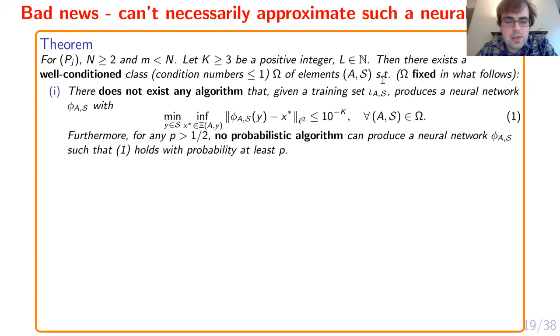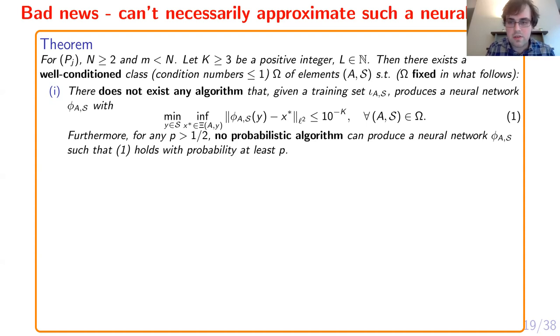First of all, there does not exist any algorithm that, given your training set, so remember this is arbitrary precision training data, produces a neural network so that the minimum error, measured in terms of the distance to the set of minimizers, is at most 10^-k. So in other words, you can't get k digits of accuracy on any of your samples. Furthermore, if you allow probabilistic algorithms, things like stochastic gradient descent, randomness, you can't do better. You can't achieve this with probability greater than a half. So you can't do better than just coin flipping in this case. Okay, so that's the bad news.